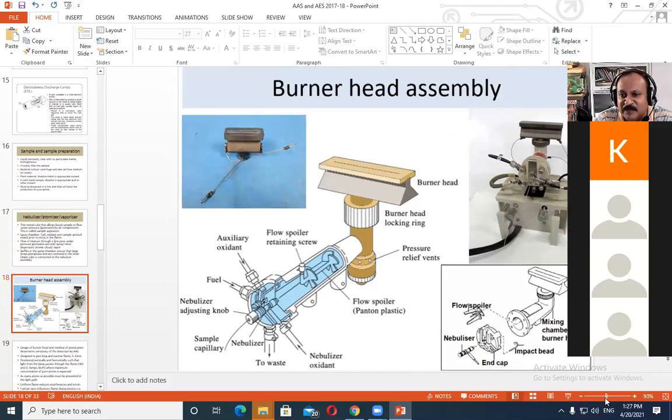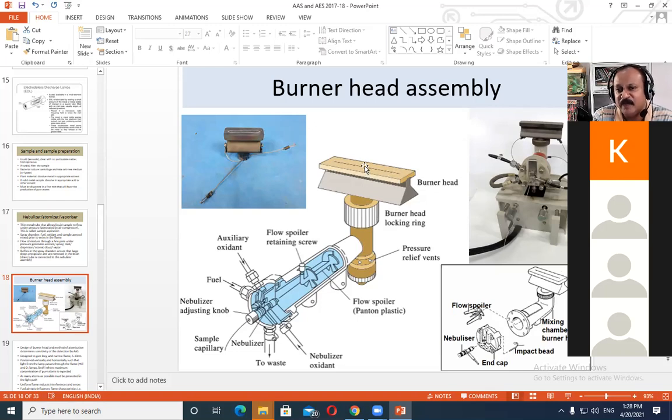I have some images here. This is called a burner head. Can you see this slit here, this line here? Yes, sir. That is along the sides of the burner. It is parallel to the sides, the longer axis. And this particular slit is where the fuel gases will come out, acetylene and air.